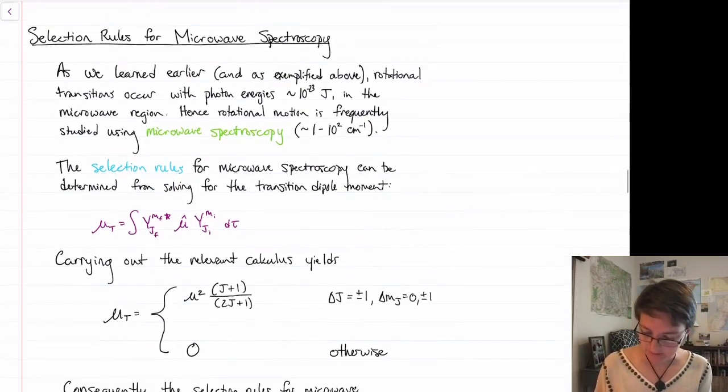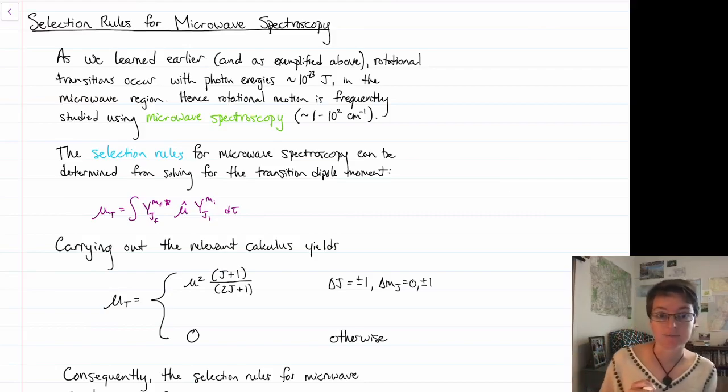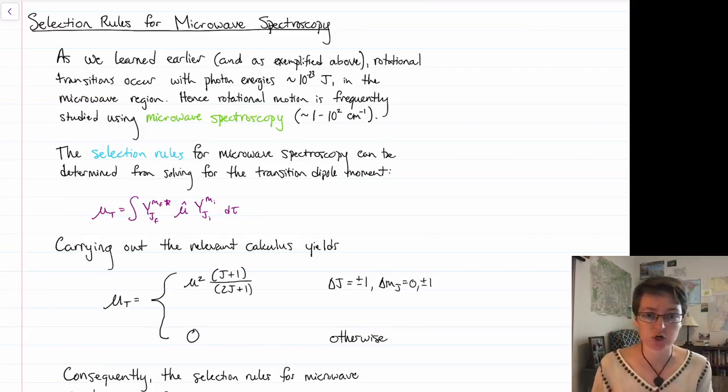All right, so let's transition now to talking about our selection rules for microwave spectroscopy. As we learned earlier in previous lectures, rotational transitions occur with photon energies somewhere around 10 to the negative 23 joules. That corresponds to the microwave region of the electromagnetic spectrum, and hence rotational motion is frequently studied using microwave spectroscopy, which is going to give us wave numbers from about 1 to 100 inverse centimeters.